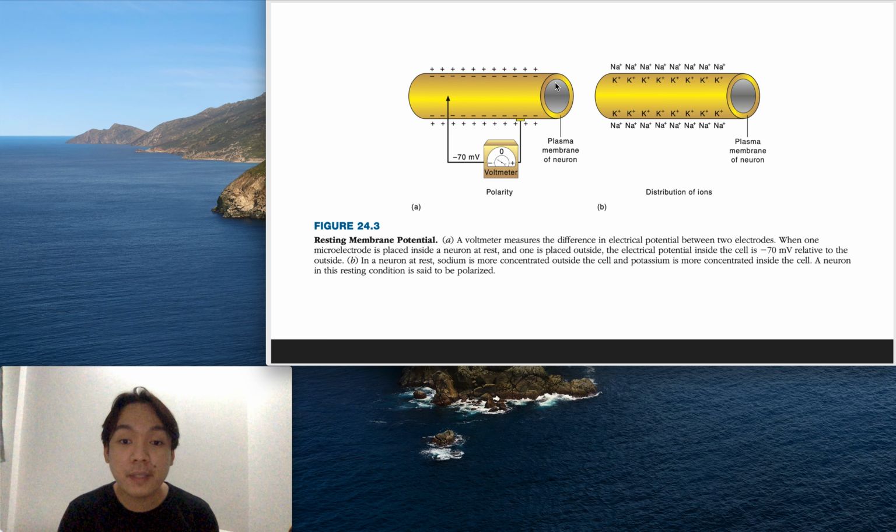So the electrical potential of this letter A is negative 70 mV, which is relative to the outside. And in the neuron at rest, the sodium is more concentrated outside the cell, look at this one, sodium. And potassium is more concentrated inside the cell. A neuron in the resting position is said to be polarized.